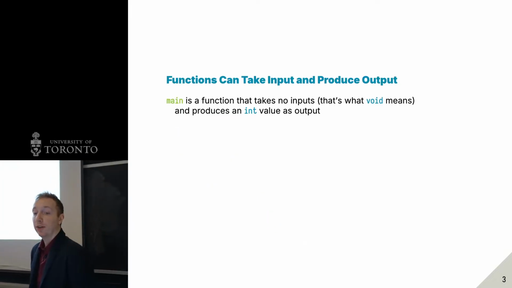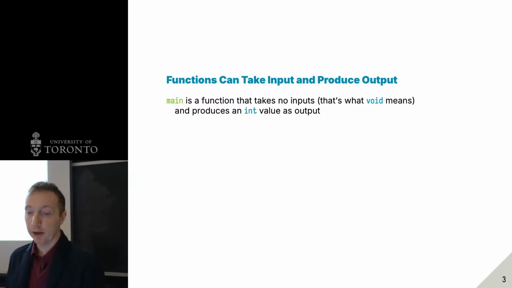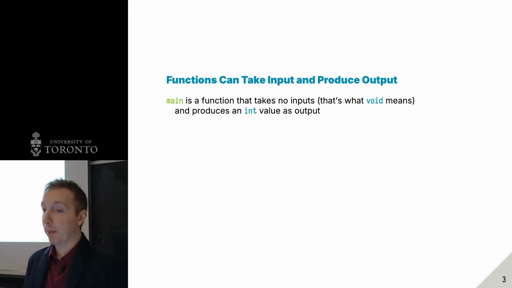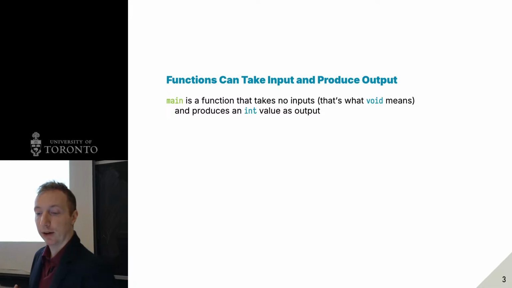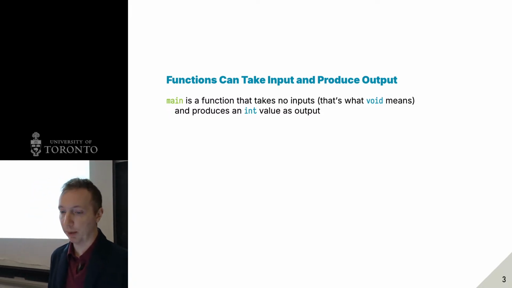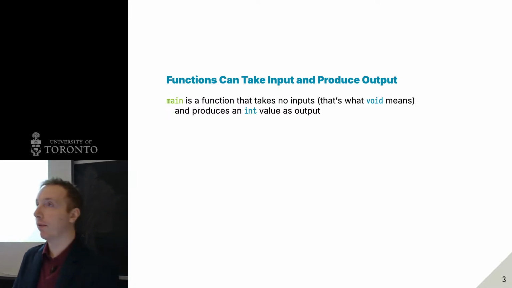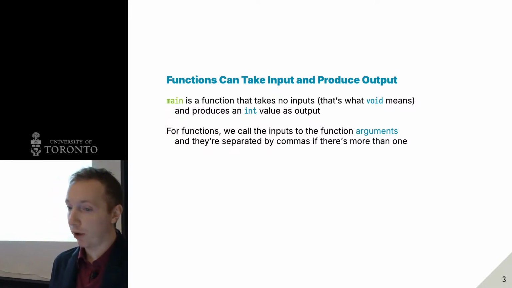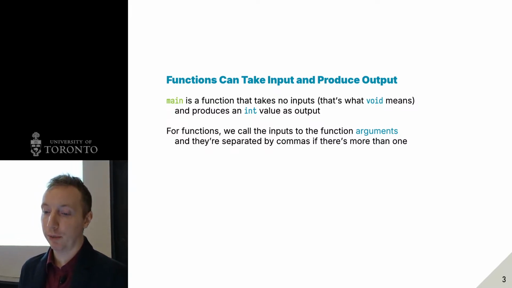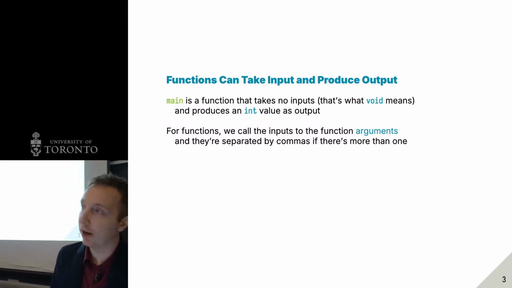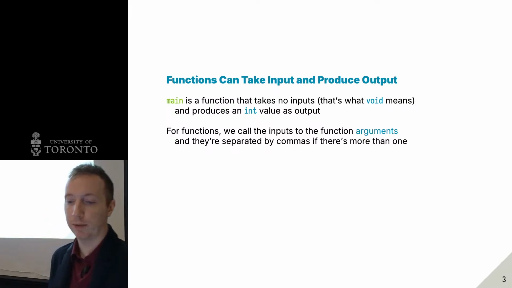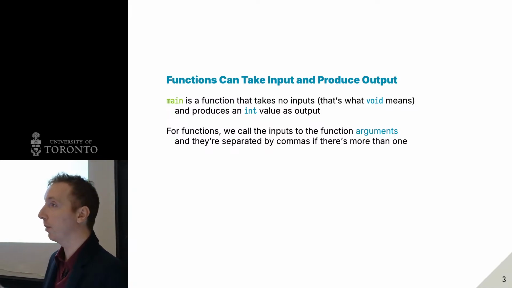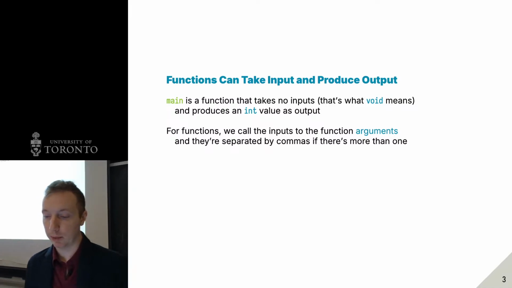So functions can take input and produce output. So technically, if we want to start speaking like a C programmer, main is a function that takes no inputs. That's what void means again, which is a special type. And it produces an int value as an output. For functions, if you are a programmer, typically we don't call them inputs, we call them function arguments, but they mean the same thing. They're basically the inputs to a function. And in C, they're separated by commas if there's more than one. So far we haven't seen more than one, but today we will.